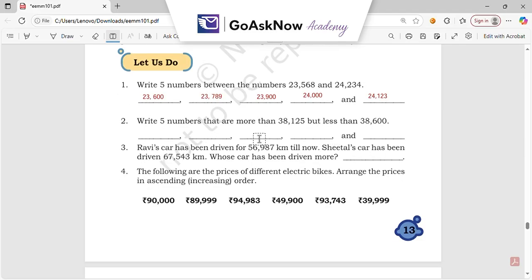Next, write the numbers that are more than 38,125 but less than 38,600. Let us write the numbers 38,200, 38,500, 38,345, 38,555, and 38,590.